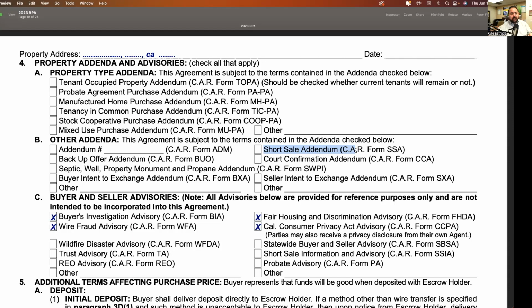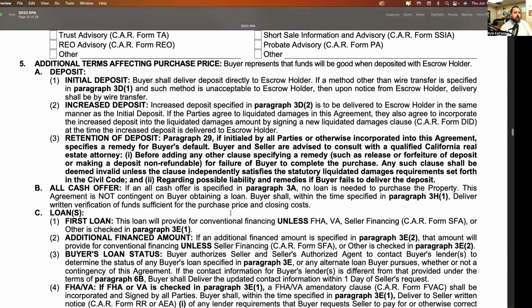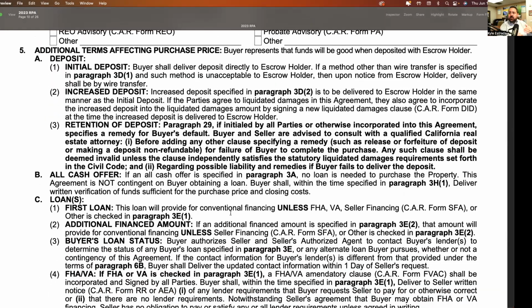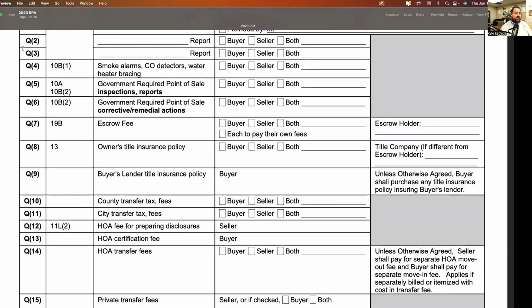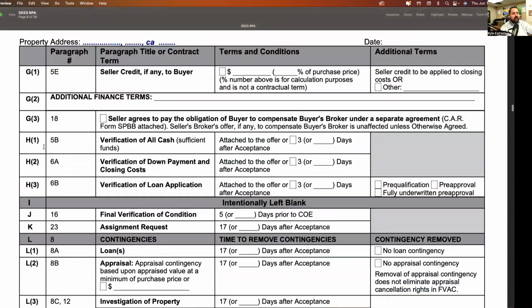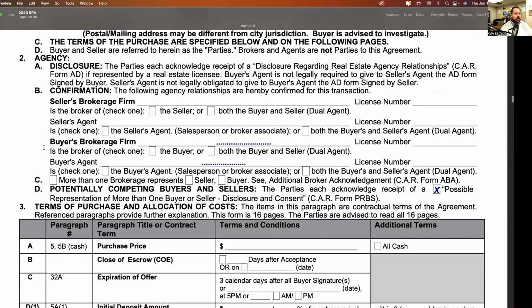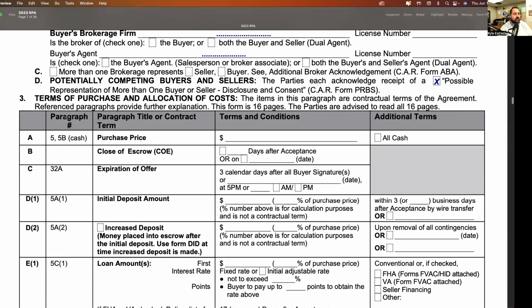All right. Any other questions about the advisories or addendums? No? Okay, so here now we're going to get into those explanation paragraphs that were referenced before. Remember, this is all paragraph 3. Everything that we looked at in this chart here is paragraph 3 from the very beginning. See right here, terms of purchase and allocation of cost, paragraph 3.